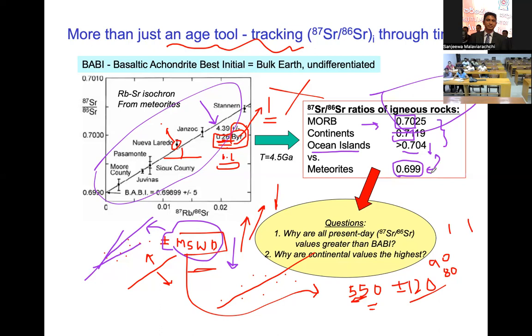Okay, that's the natural phenomenon. And we discussed again why all present day strontium isotopic ratios are greater than BABI, the basaltic achondrite best initial. Why are they greater than BABI? Because now we know our planet is differentiated, right? A lot of melts have been produced, and these melts encompass a lot of rubidium, and since a lot of rubidium is there over a long period of time, there is possibility for accumulation of a large amount of radiogenic strontium isotopic composition.